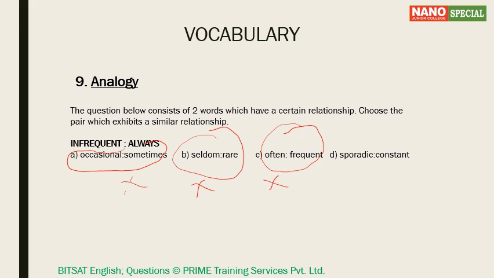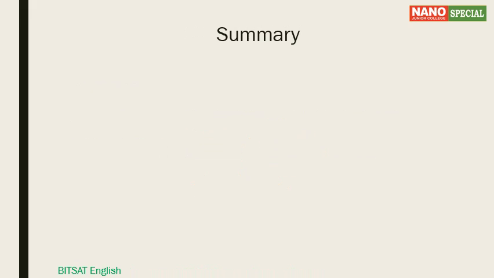Okay, so that brings us to a close as far as the vocabulary question types are concerned. So what did we do today in this particular video? We first discussed the importance of the BITSAT English section. Then we looked at the BITSAT English syllabus. We looked at the 4 components, which are basically vocabulary, comprehension, composition, and grammar.